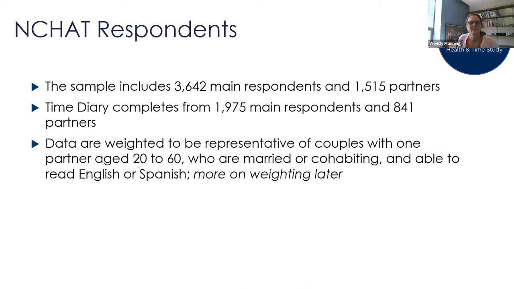And we say one partner here, but actually we have people that are living with more than one romantic partner in the survey. It's a small number, like less than 70. But it's representative of couples in the United States who are between age 20 and 60, the main respondent, who are married or cohabiting and able to read English or Spanish. And we'll talk more about reading later.